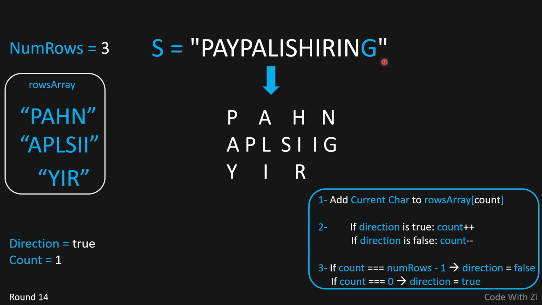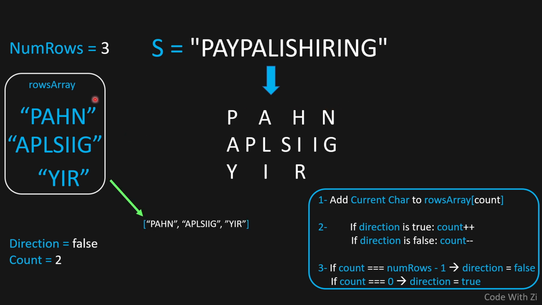In our final round, we're gonna add the current character to our rows array at the count index, which is this one here. So we're gonna increment count. Then we're gonna check if count is equal to number of rows minus 1. Number of rows is 3, so minus 1 is gonna be 2, and 2 is equal to 2. So direction is gonna be false, and we're gonna break from our loop, and in our array, we're gonna have these 3 strings. So as you can see, these 3 strings are actually in our array, and we simply join them together, and this is our result.